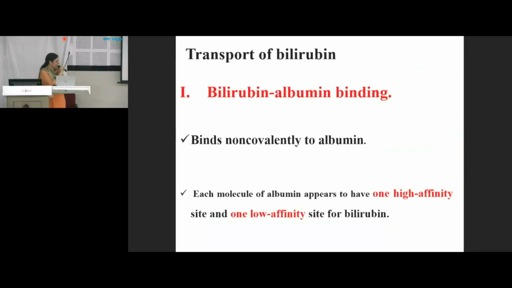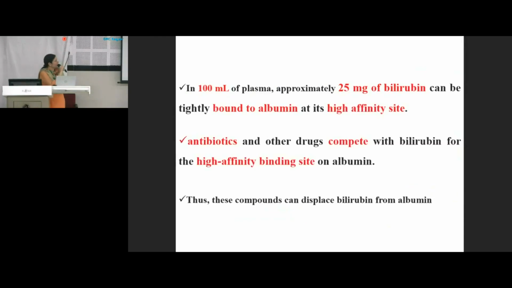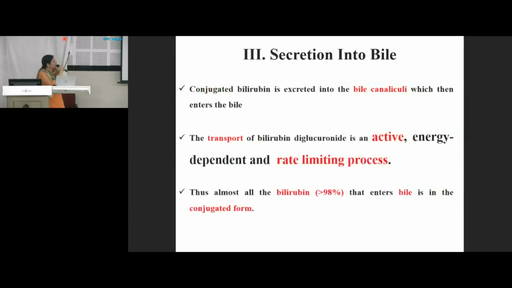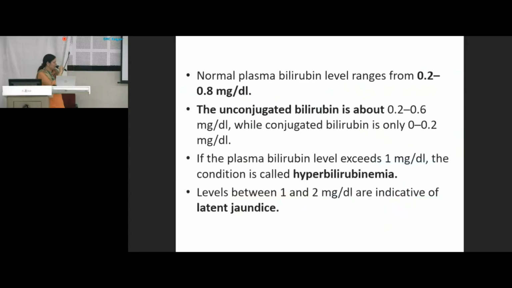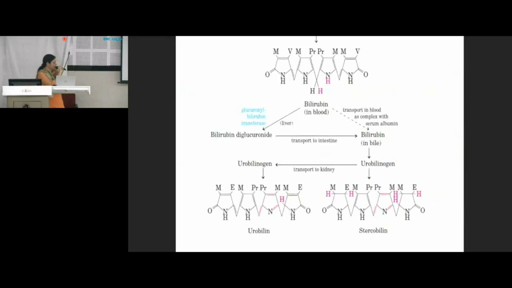Transport we have already seen, one high affinity and one low affinity site. Up to about 25 milligram of bilirubin can bind tightly with albumin, and if it increases above that level, the unconjugated bilirubin will cross the blood-brain barrier. So in a newborn, the baby will suffer from kernicterus. So this is the last fate of bilirubin, that it is converted into urobilin and stercobilin.